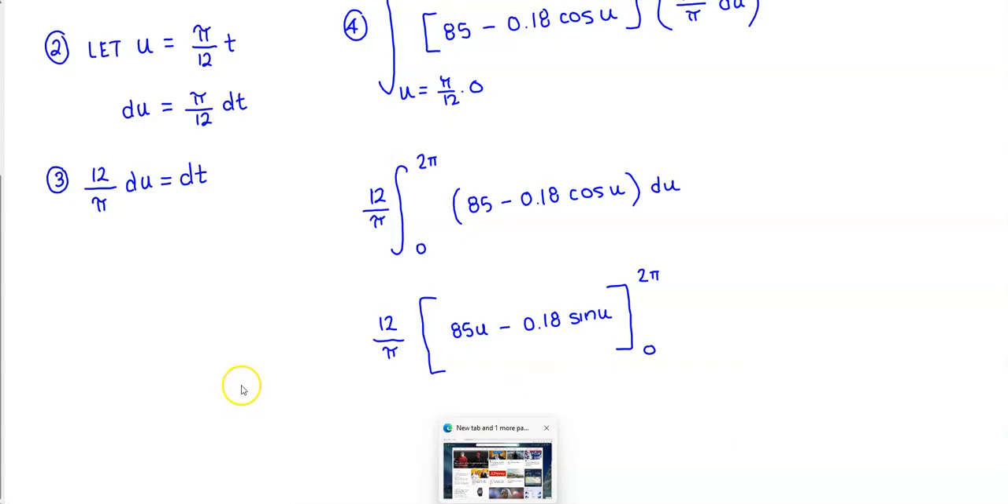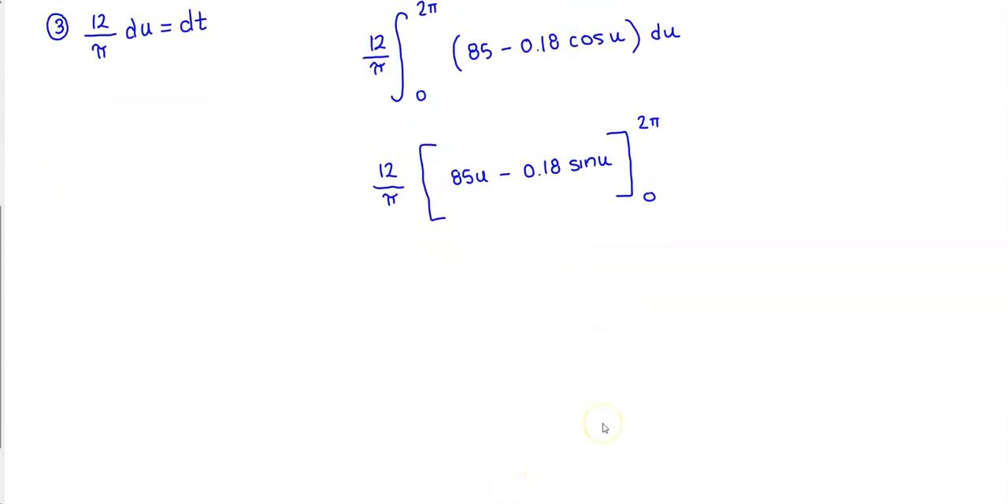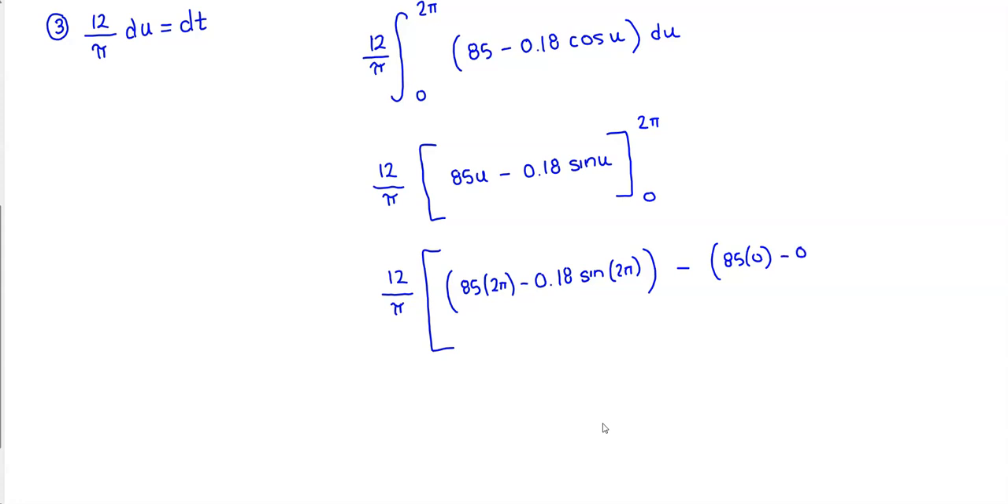Okay, so now let's apply our upper and lower bounds. So we have 12 over pi, and the first one is 85 times 2 pi minus 0.18 times the sine of 2 pi, and that's minus 85 times 0 minus 0.18 times the sine of 0.